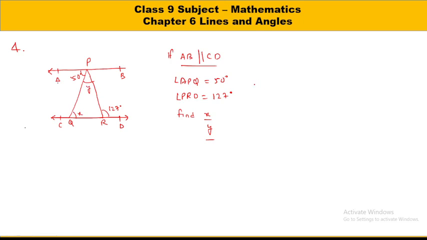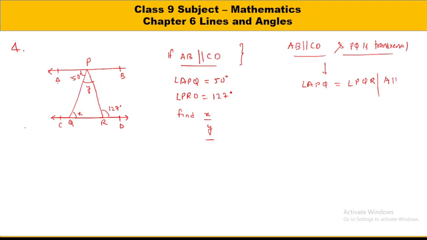Now as these two lines are parallel, AB is parallel to CD, and PQ is a transversal line which intersects these two parallel lines. On the basis of that, we can say that angle APQ is equal to angle PQR. These are alternate interior angles, and these alternate interior angles are also equal because these two lines are parallel to each other.